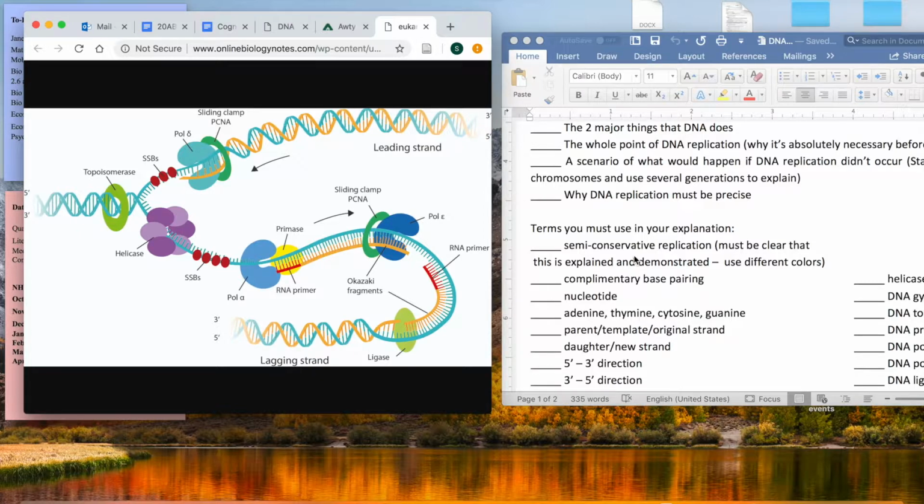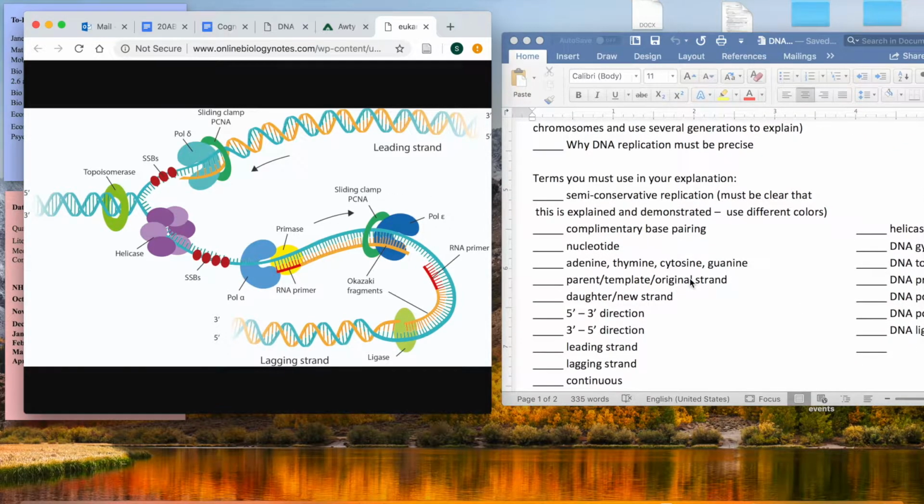So I mentioned parent template and original strand. Now in this image, we can see that the parent template is this strand going off right here, the blue strand. And the same here, the blue strand here is the parent template and the original template. Now the daughter and the new strand are the orange ones that are being added on due to complementary base pairing. So the new nucleotides are usually added in a 5' to 3' direction, so going this way and this way.